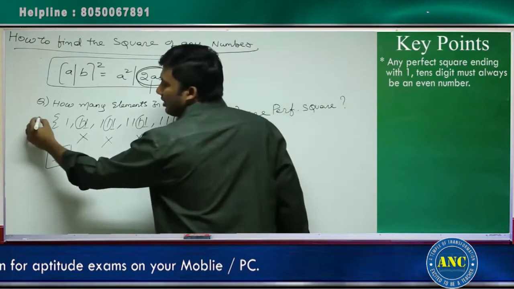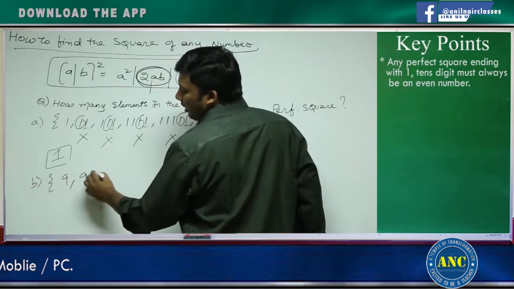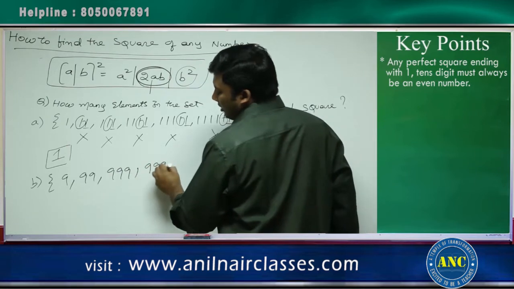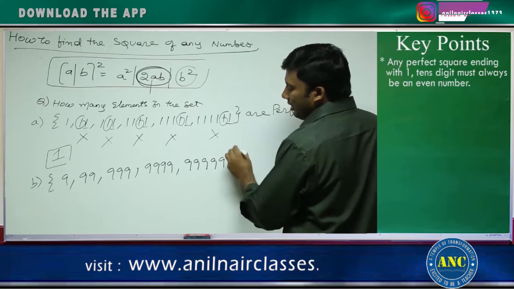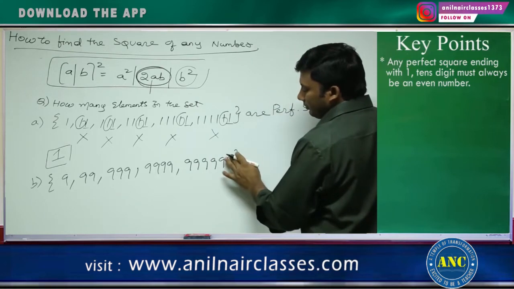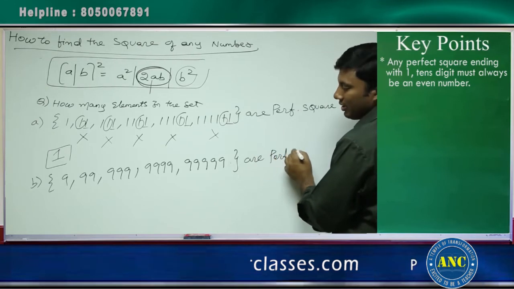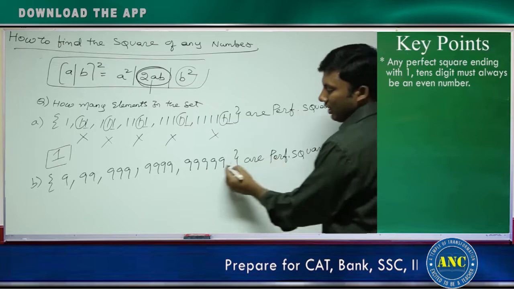Try to answer the second question similarly. Second question: 9, 99, 999, 4 nines, 5 nines. How many elements in the set are perfect squares? Same approach. All the numbers are ending with which number? 9. What is the nature of a perfect square ending with 9?